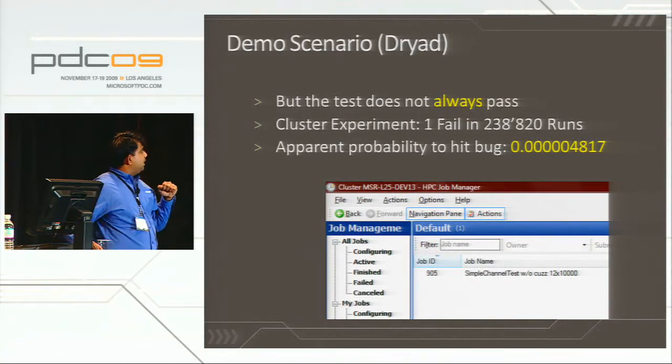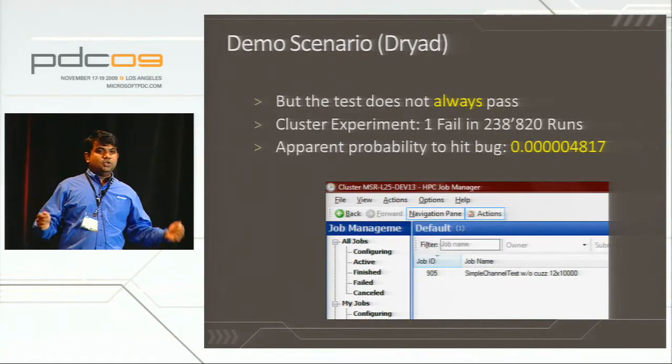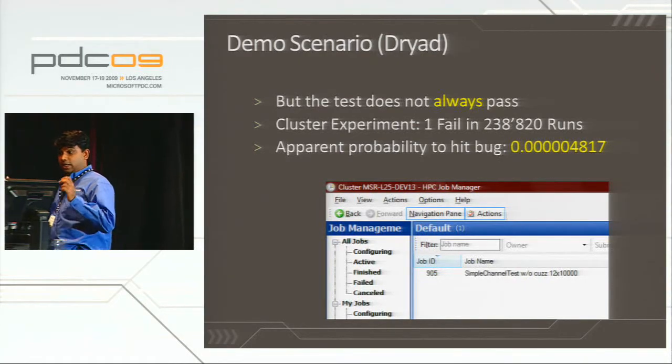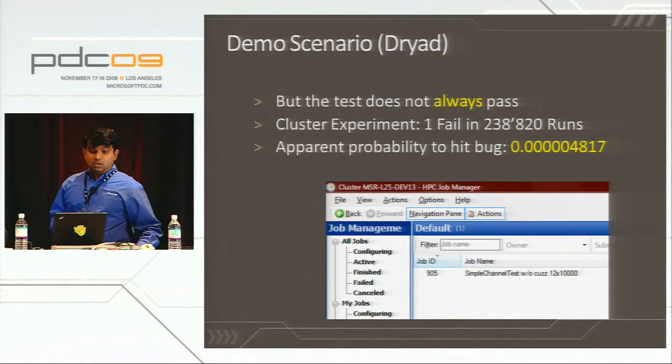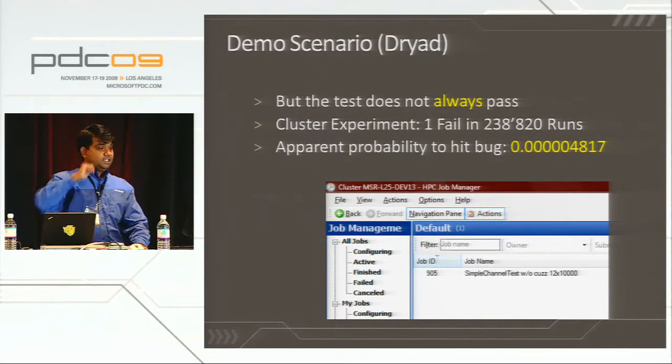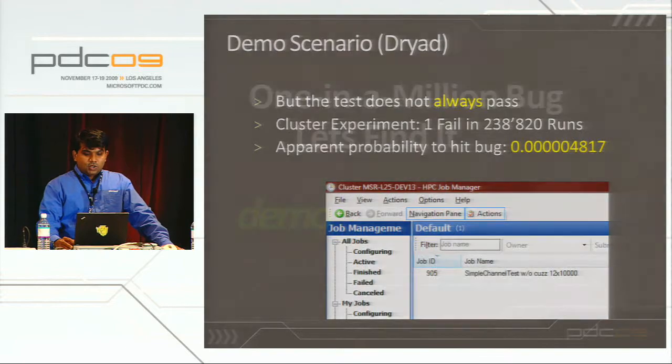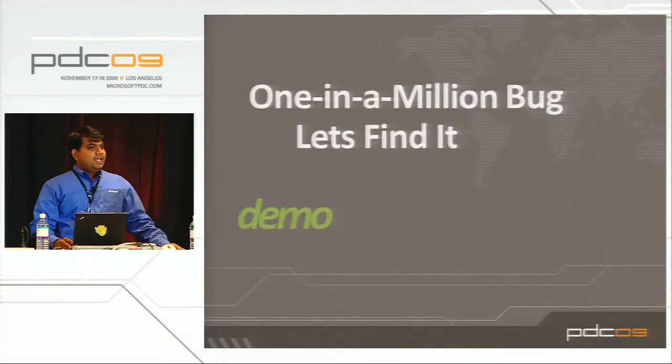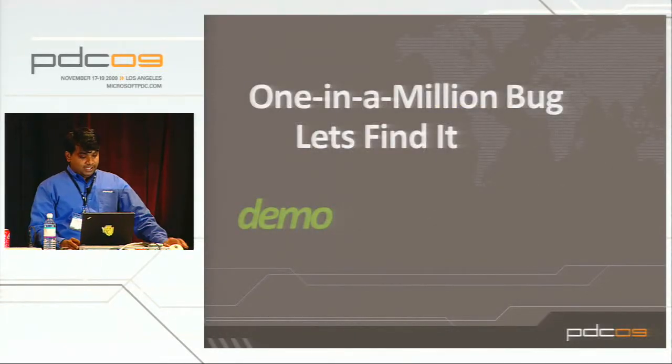We did this experiment. We ran this program on a huge cluster with 8 machines and 8 cores, and we found that there was one failure in 200,000 odd runs. So the probability of finding the bug is very, very small, right? Let's see how we can find it.